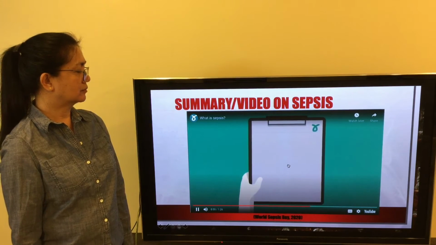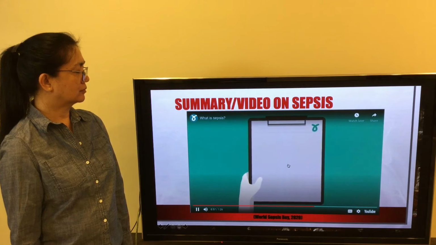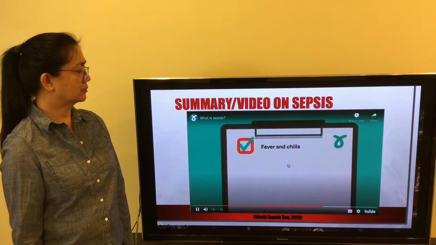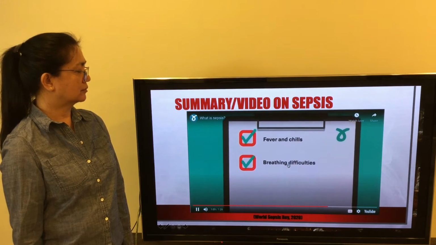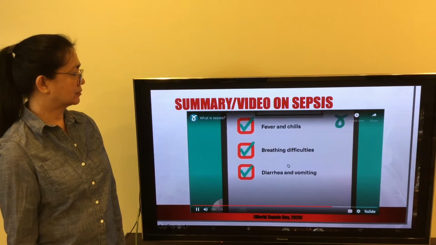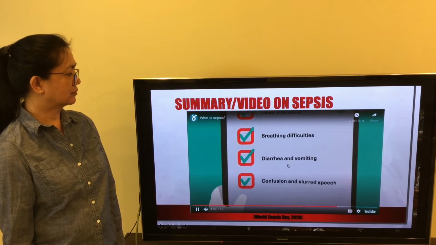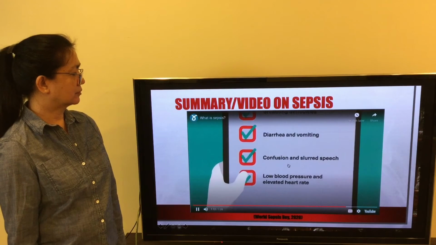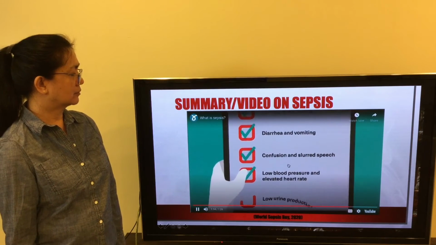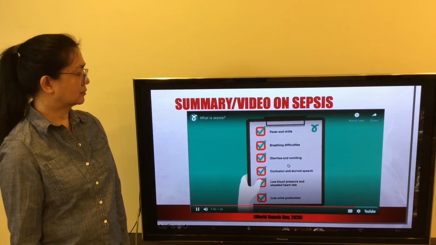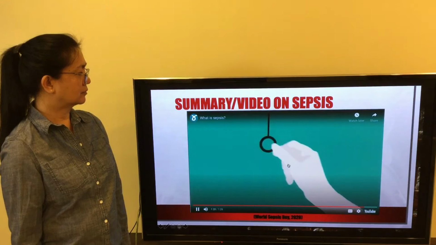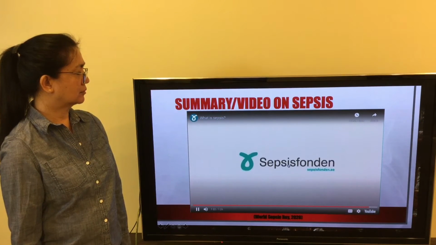Detecting sepsis early is crucial, so be attentive to symptoms such as fever and chills, breathing difficulties, diarrhea and vomiting, confusion and slurred speech, low blood pressure and elevated heart rate, low urine production. Sepsis can affect anyone. Help us stop sepsis.